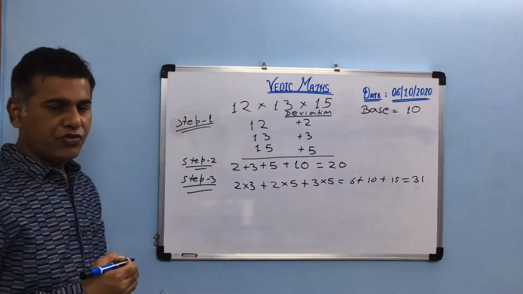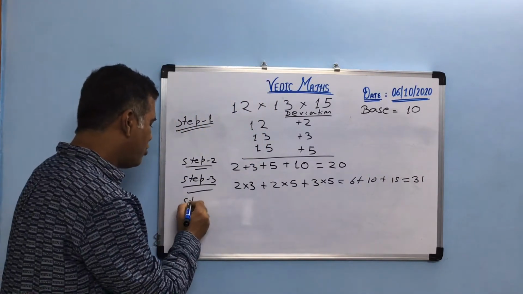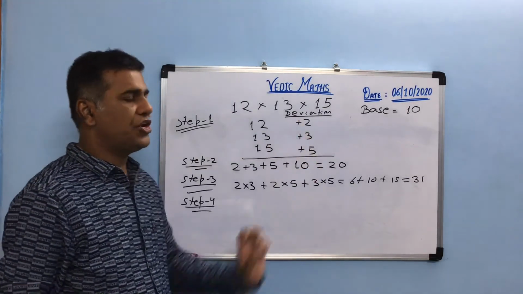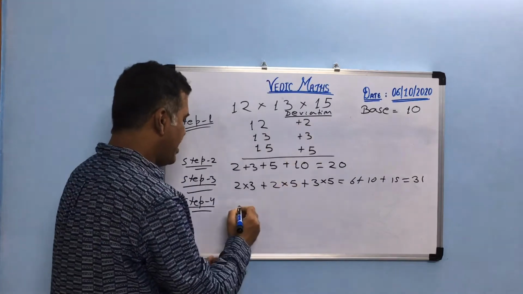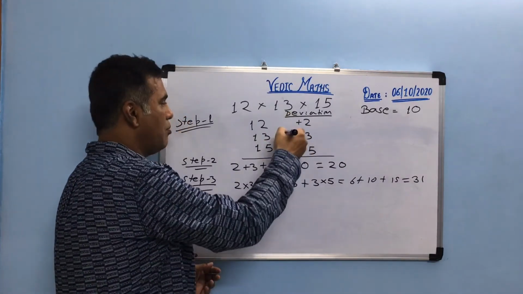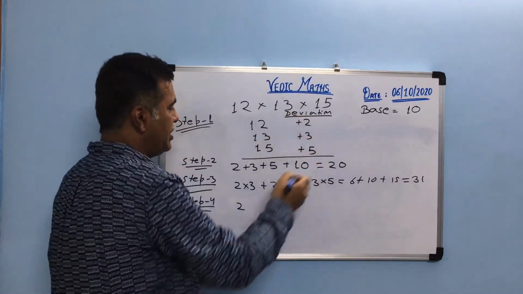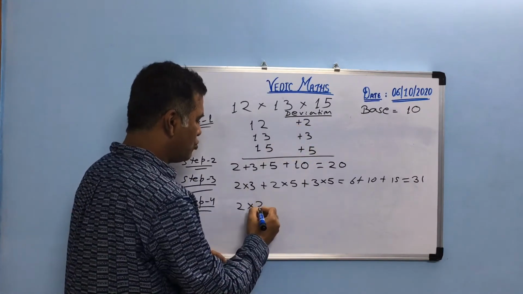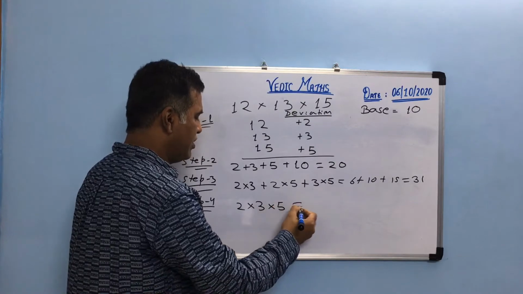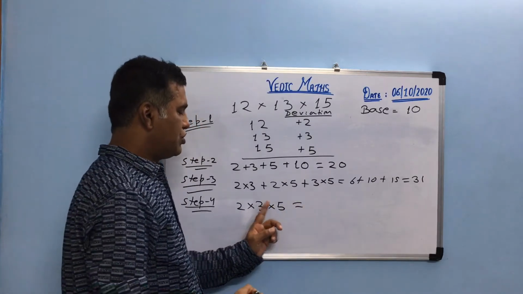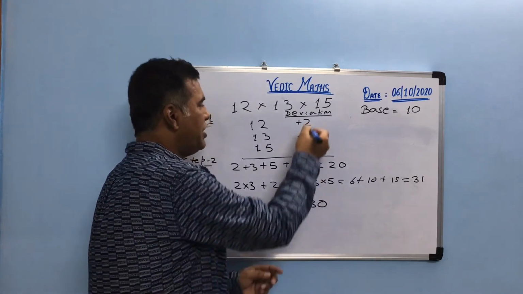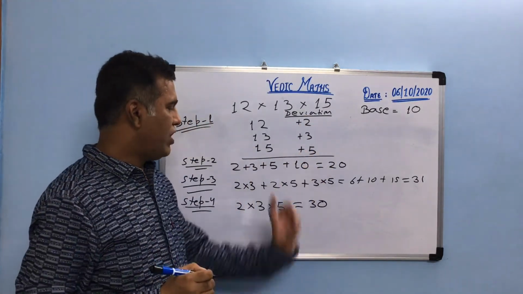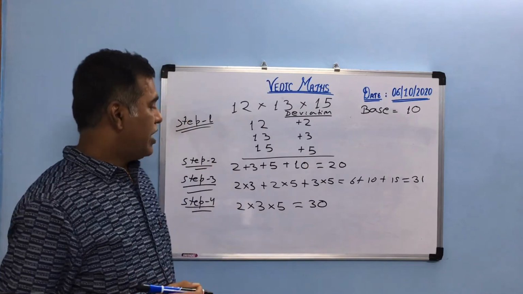So that is step 3. Then in step 4, simply multiply the three differences. The differences are 2, then 3, then 5. So 2 into 3 into 5. 2 into 3 is 6, 6 into 5 is 30. Simply take the product of the differences, 2 into 3 into 5. So the difference product is 30.